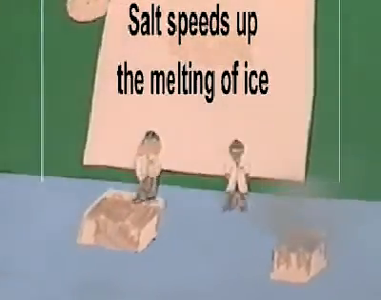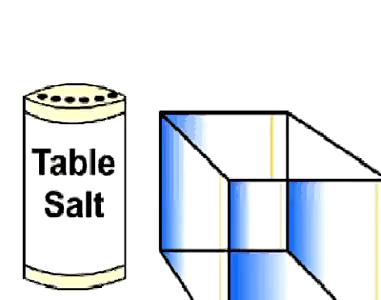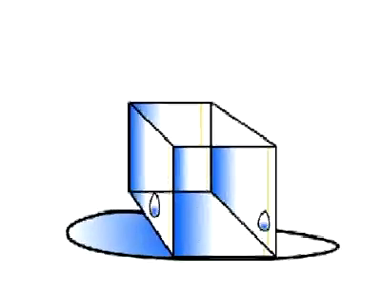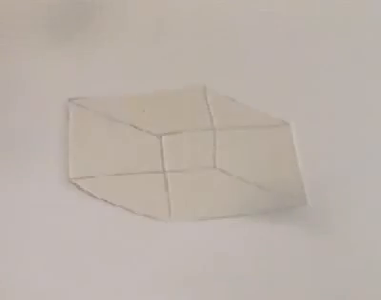This is an ice cube with salt on top. The ice begins to melt. The ice cube gets smaller and smaller. It is now a puddle. Ice plus salt melts quicker. Salt makes ice melt quicker.